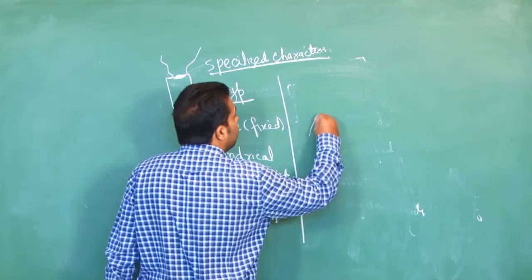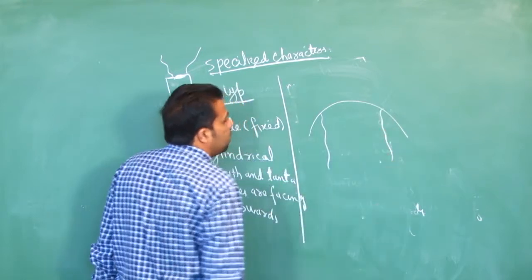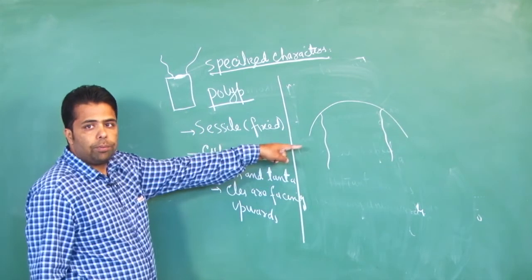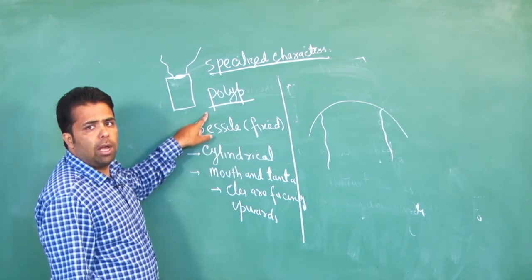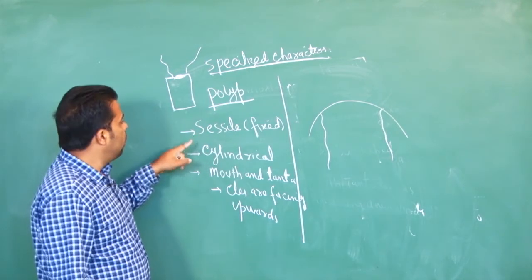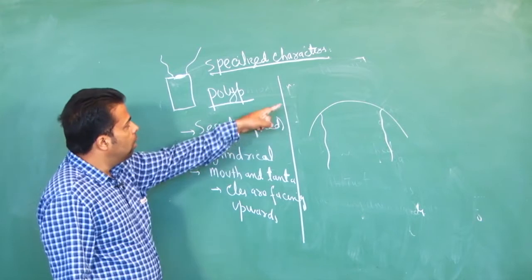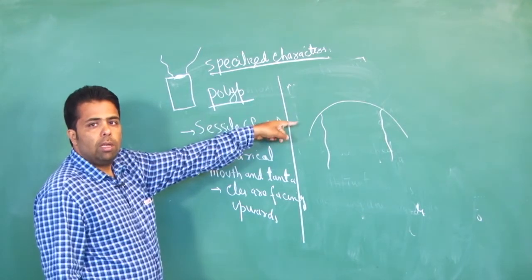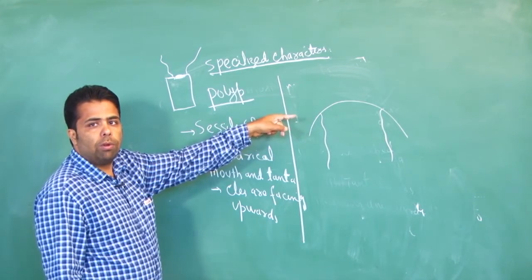Diagram is like this, umbrella shaped. Mouth and tentacles are facing downwards. So the two important forms of Coelenterata are polyp and medusa. Polyp is sessile, it's fixed, it's cylindrical. The mouth and tentacles are facing upwards. Medusa is free swimming, it's umbrella shaped. The mouth and tentacles are facing downwards.